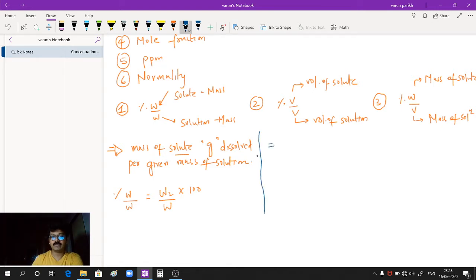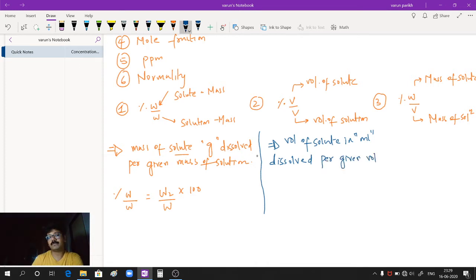Volume percentage: volume of solute in ml dissolved per given volume of solution is known as what? Volume percentage. In the same way, this is equal to V2 divided by V multiplied by 100, as we are finding a percentage. Now, what is this percentage, mass by volume?